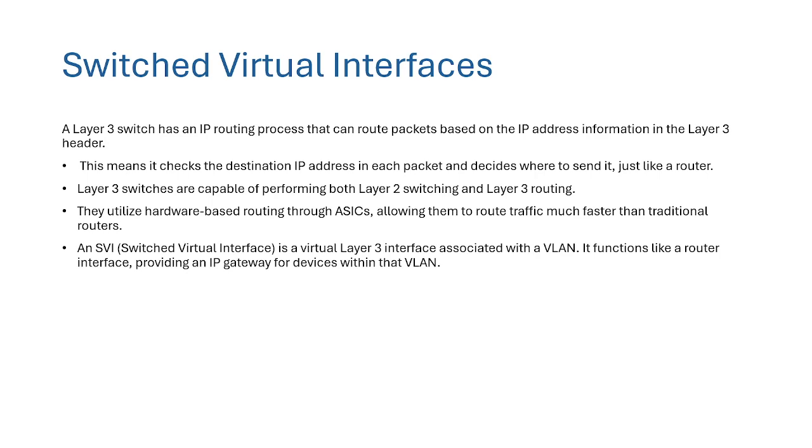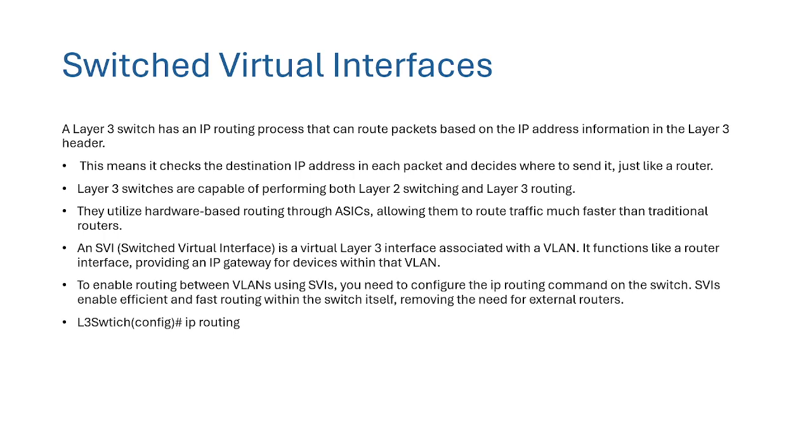They utilize hardware-based routing through ASIC, allowing them to route traffic much faster than traditional routers. That's a very big advantage of layer 3 switches. An SVI is a virtual interface associated with a VLAN. It functions like a router interface, providing the IP gateway for the devices within that VLAN. Earlier I mentioned the host will use the router interface as its default gateway, right? Now in this case, it will use the SVI, the multilayer switch address, as the default gateway for routing between the different VLANs.